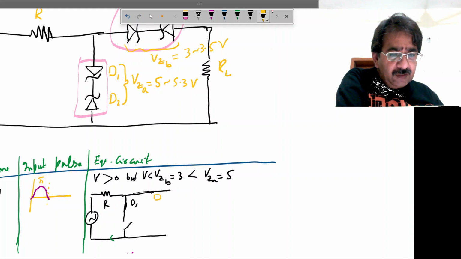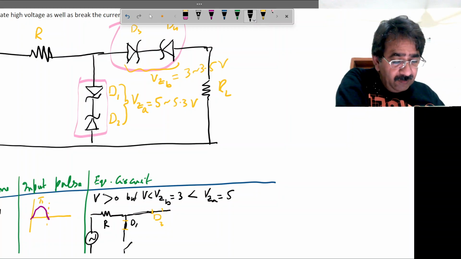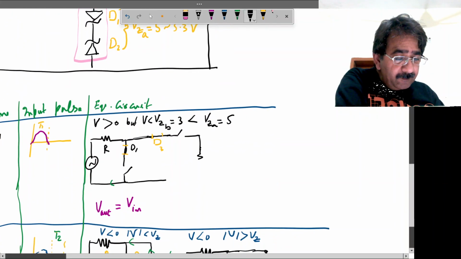D3 will be forward biased, as D1, but D4 will be open in this case. So no current will flow through the load resistance, and the circuit will break. So this will be the RL.